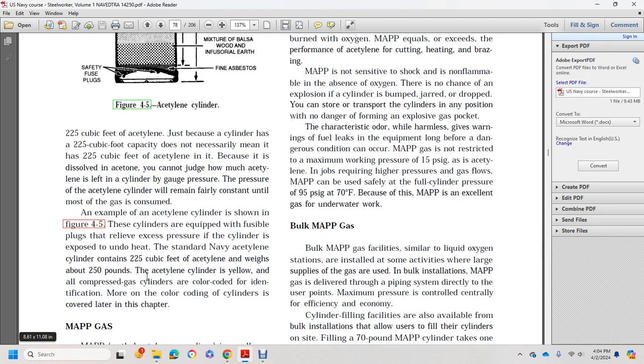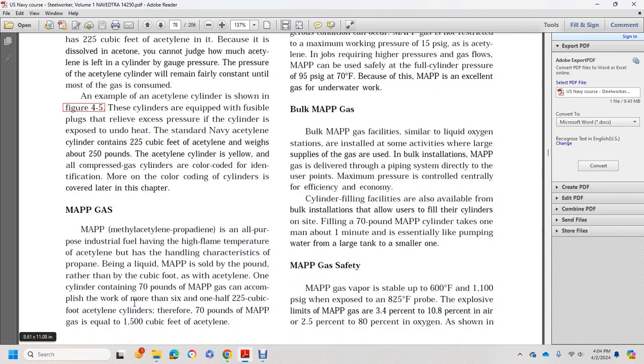An example of the cylinder is shown in Figure 4.5. The cylinder is equipped with a fusible plug that relieves excess pressure if the cylinder is exposed to undue heat. A Navy acetylene cylinder containing 225 cubic feet of acetylene weighs about 250 pounds. The acetylene cylinder is yellow, and all compressed gas cylinders are color-coded for identification. More on color-coding of cylinders is covered later in the chapter.